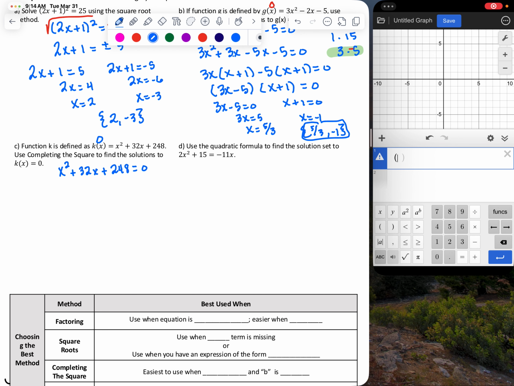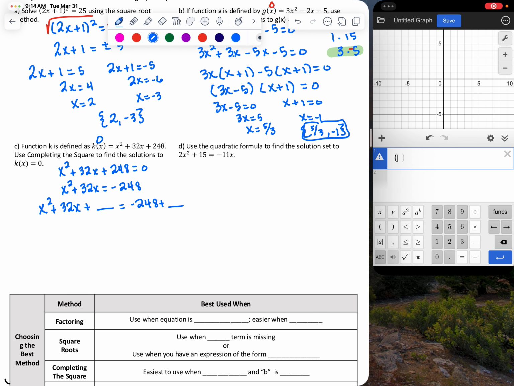Now, when we're solving by completing the square, we want to move the constant term to the right side. So this will be x² + 32x = -248. Then you want to make a perfect square trinomial on the left side. So to do that, I'll put x² + 32x + blank = -248 + blank.